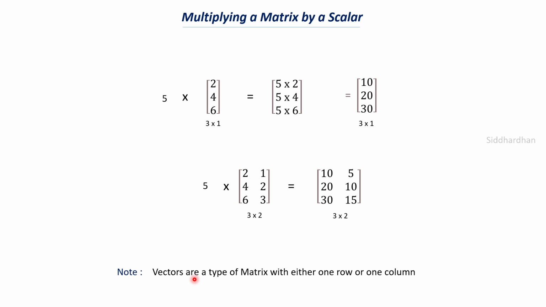So this is a very important key thing to note. Vectors are a type of matrix with either one row or one column. Okay, so this is about multiplying a matrix by a scalar. Now let's see another important operation, which is multiplying two matrices.